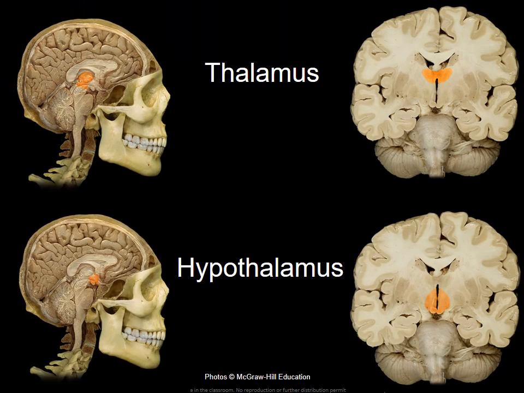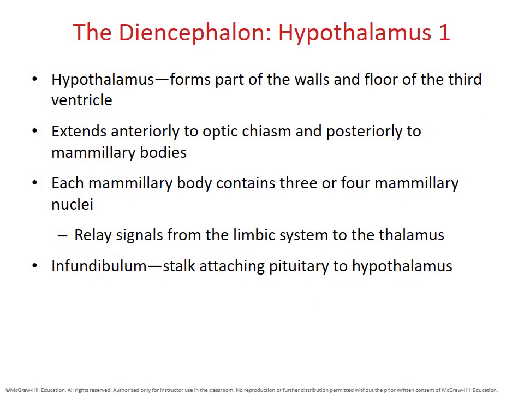Thalamus again through different views. All right, a second part of the diencephalon is the hypothalamus. The hypothalamus essentially is located just beneath the thalamus. And so it forms the lower walls and the floor of the third ventricle, whereas the thalamus, again, formed the sides of the third ventricle.